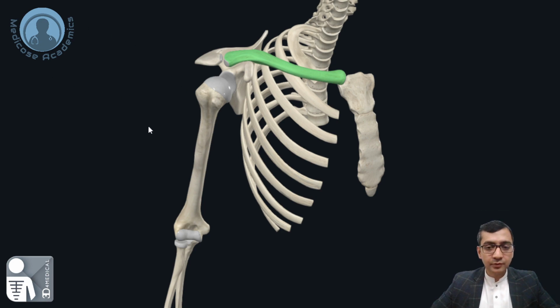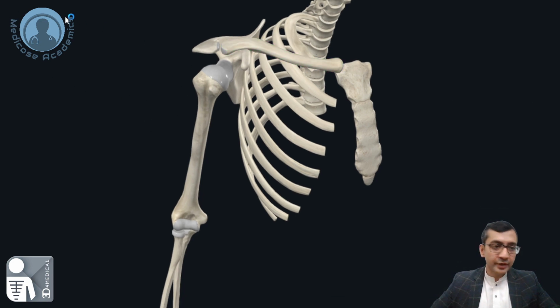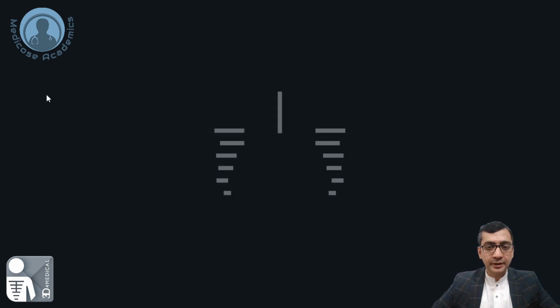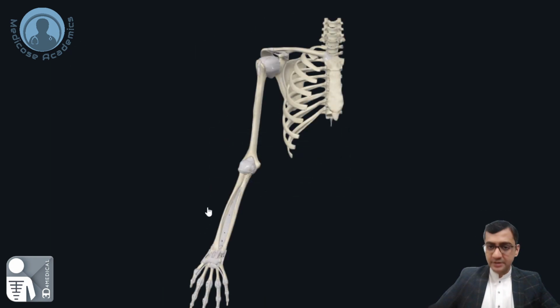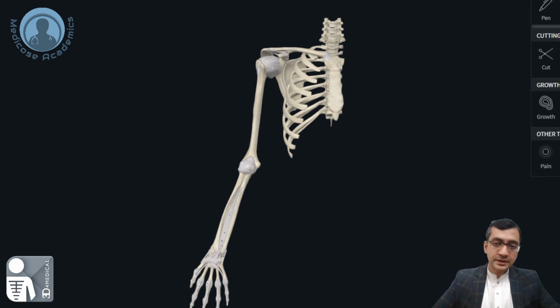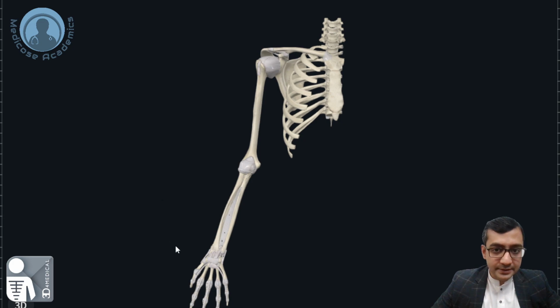And it is one of the major weight bearing bones of the body. Let me show you the transmission line of forces. If you put your hand on the table and put your weight on it, the weight is transmitted in the following manner. Let's say I put this palm on the table and I put my weight here. So it travels like this.